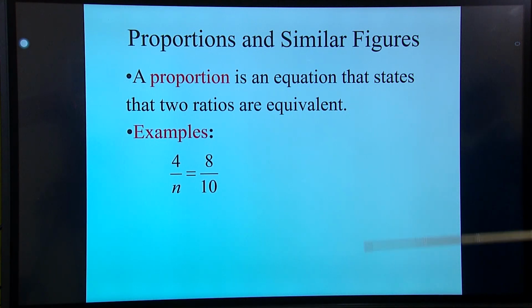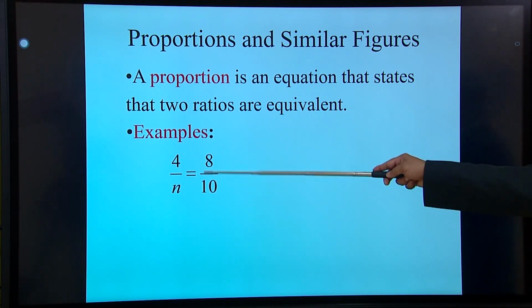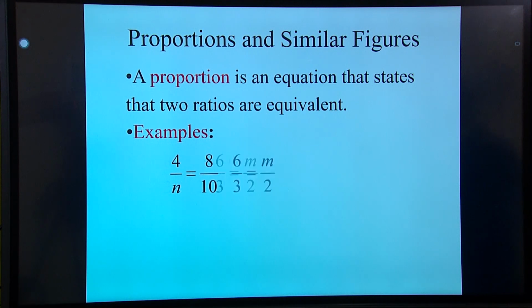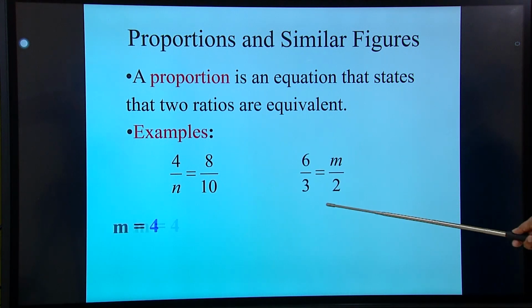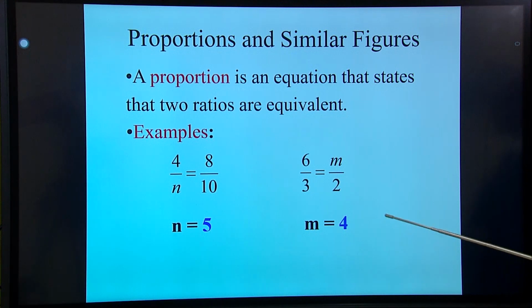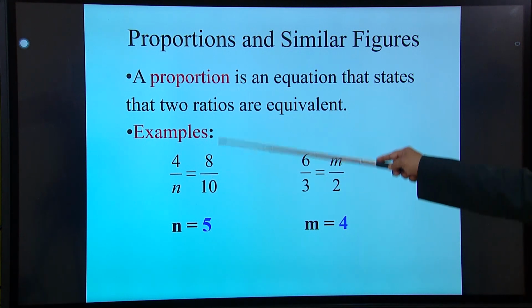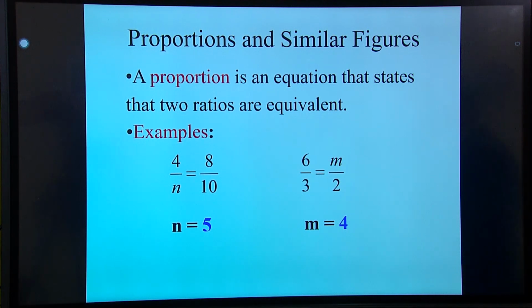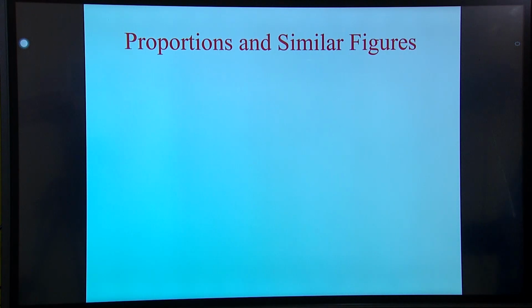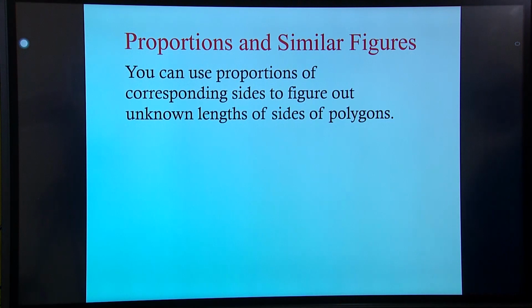All right, so if I have two ratios, I can then quite easily work out what I don't have. You can see in this case, n is equal to 5 and m is equal to 4. So proportion is taking ratios and making them equal. And this is what similar figures do for us. You can use proportion to figure out the unknown side. And this is where similar triangles actually have so much power.